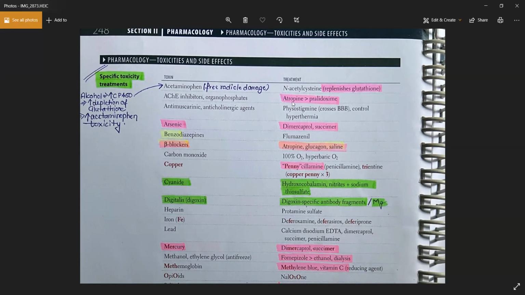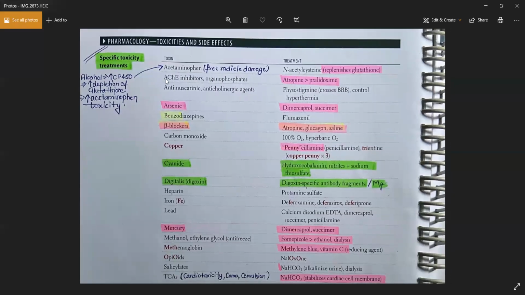So acetylcysteine. And what is the name of this toxic metabolite of acetaminophen, which is formed after cytochrome P450? NAPQI. Yeah, exactly. Good, very good. Then for the acetylcholinesterase inhibitors or the organophosphates, you first need to give the patient atropine.